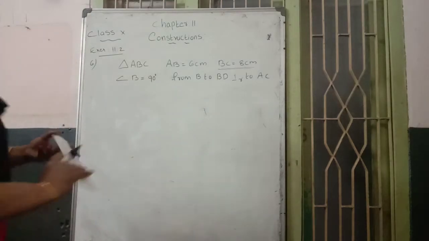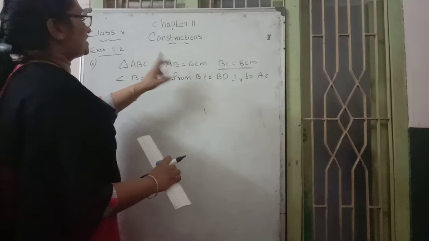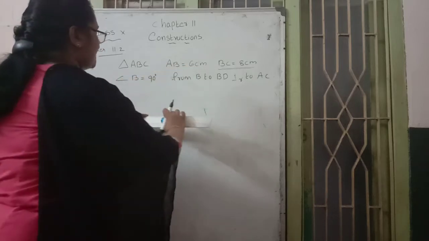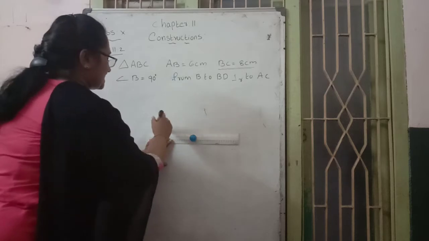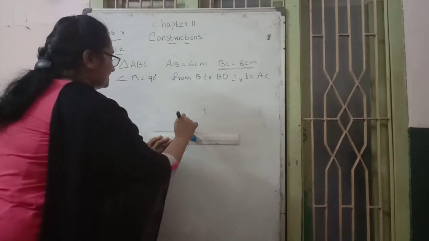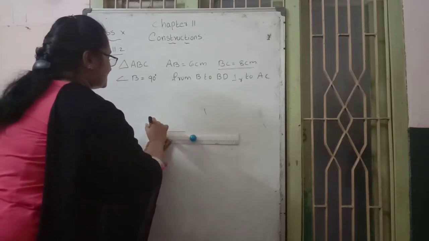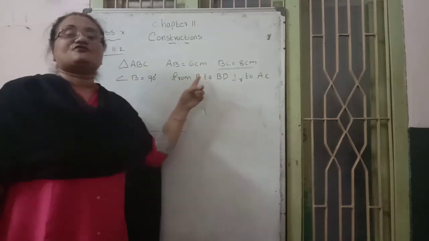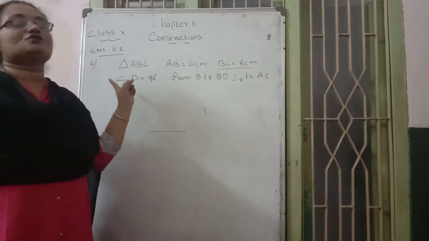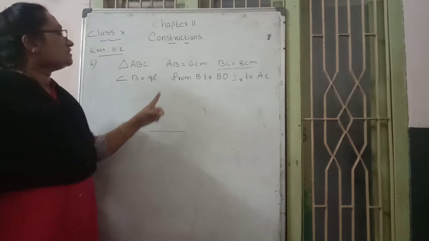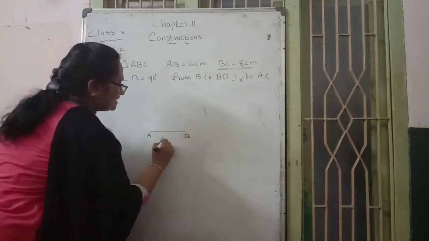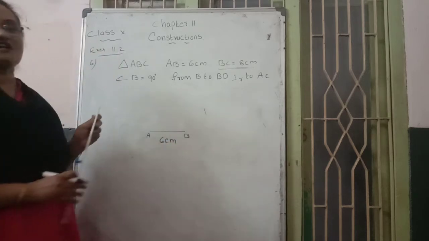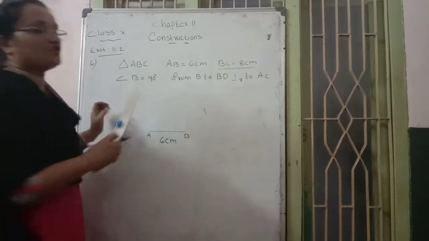So first of all, what do we want to do? Draw using measurement. Draw the right angle triangle. First, take AB as a baseline. Why we take AB as a baseline: because from vertex B we want to draw a perpendicular. From AB, mark it as AB, how many centimeters? 6 centimeter.